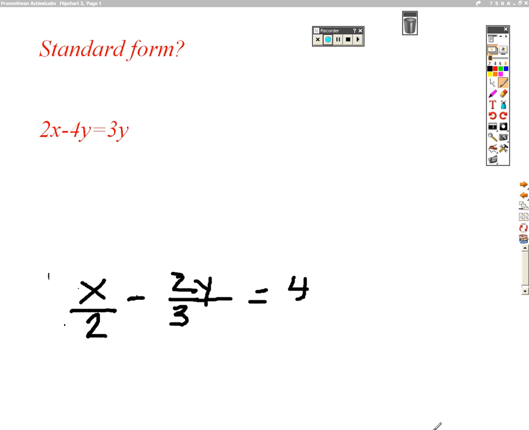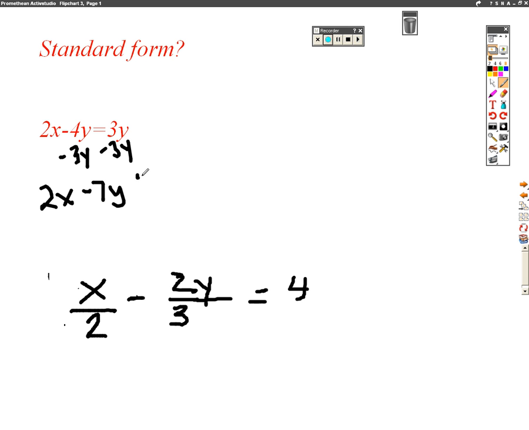Boys and girls, one of the things that a couple people had trouble with in class was putting something in standard form. So for instance, this equation is a linear equation because you can write it in standard form. Remember, you always have to bring the y over. So if I subtract 3y on both sides, I end up with 2x minus 7y is equal to 0. And now, this is in standard form.